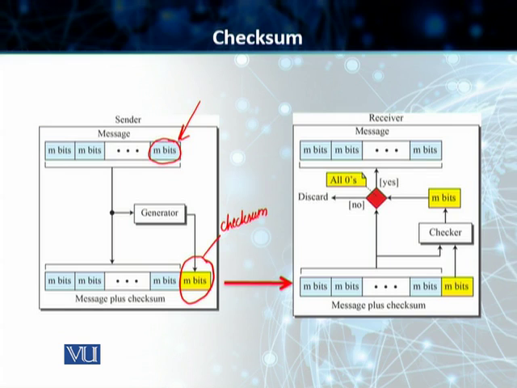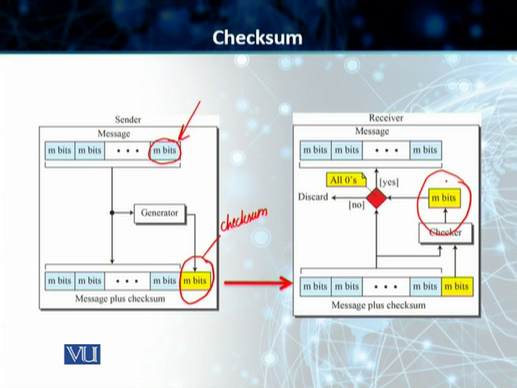We append this after the overall message that we are sending, so message plus checksum. We don't necessarily, in real life, need to append it at the end. We can actually insert it anywhere in the message. But what's happening is we are sending the message plus this checksum, this combination, to the receiving end. At the destination, the checker creates another m-bit checksum.